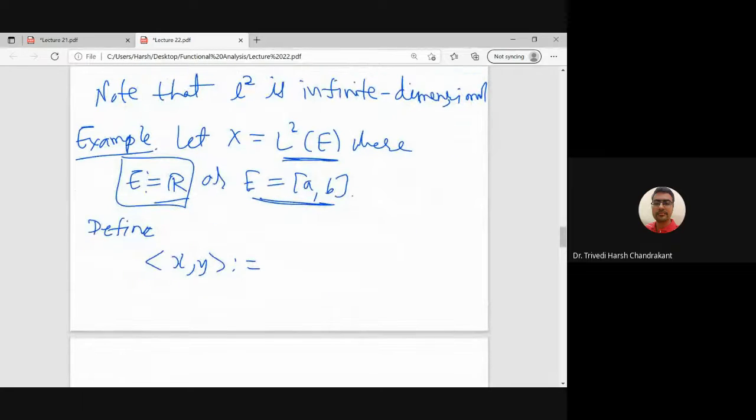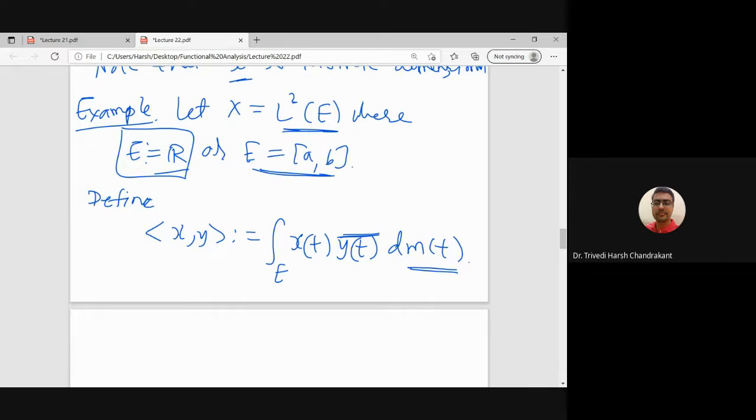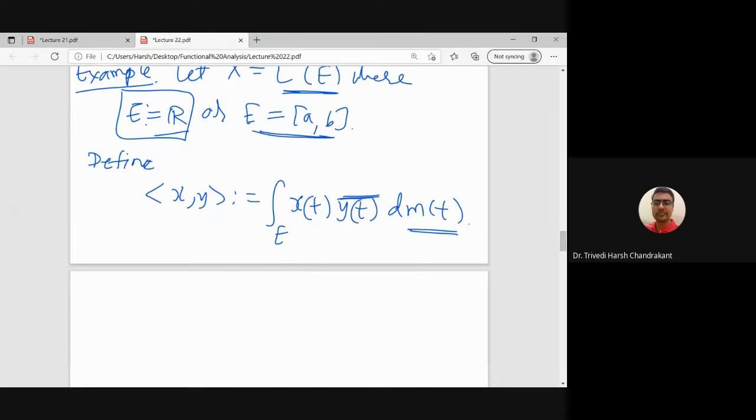So here we have taken summation, but now since these are integrable functions, we'll integrate from a to b, x(t) times y(t) conjugate, with respect to the measure we are taking on the closed interval [a, b]. Usually we consider Lebesgue measure. But if we consider the discrete measure on a countable set, then this example will give the previous example of little l2 as a special case, because in that case the integral will become summation. We are not going into details, but just remember that the second example is in fact a special case of this example when we take the discrete measure.